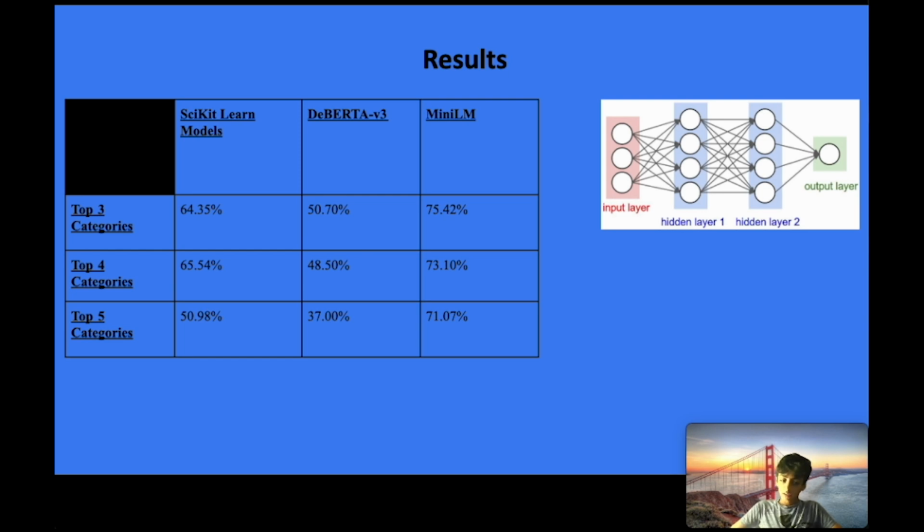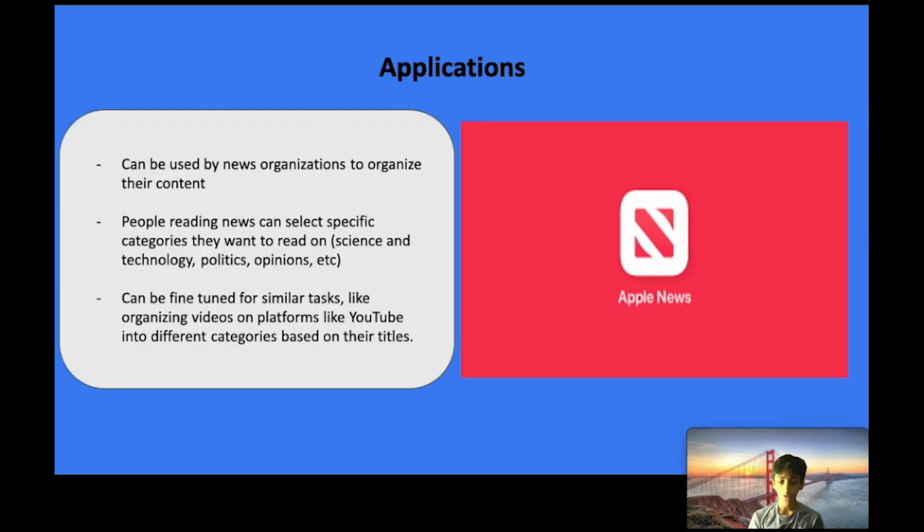In conclusion, the MiniLM model is the most efficient and had the best accuracy, as we can see in the chart on the screen. So, how can this model be used? News apps and organizations like Apple News, Google News, CNN, Wall Street Journal, and so on have hundreds of thousands of articles coming from many different categories. Organizations like these can use this to organize their apps or websites more efficiently by feeding them into this program.